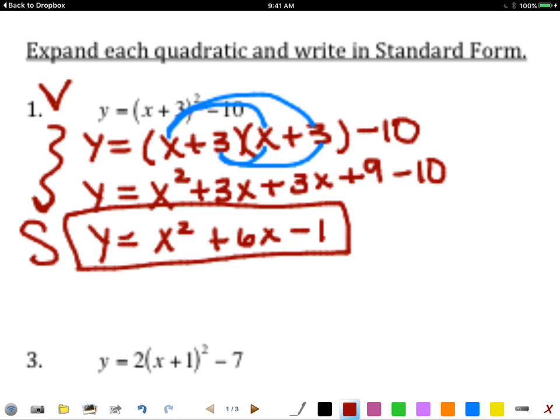That's why I only have a couple of them. Depending on if you are asked to do that, you might need to do that. Vertex form is very helpful because you can immediately see the vertex, okay? Standard form, for different reasons, you might want something in standard form. So that's how you would convert to standard form.